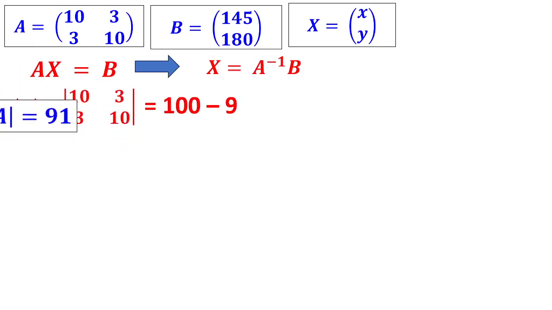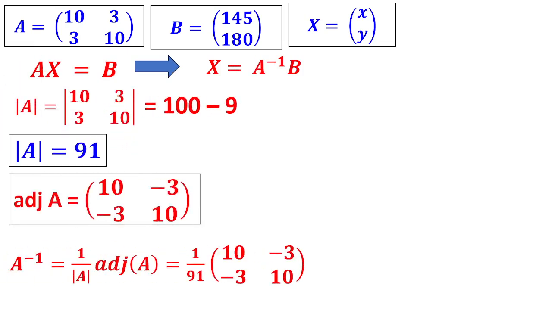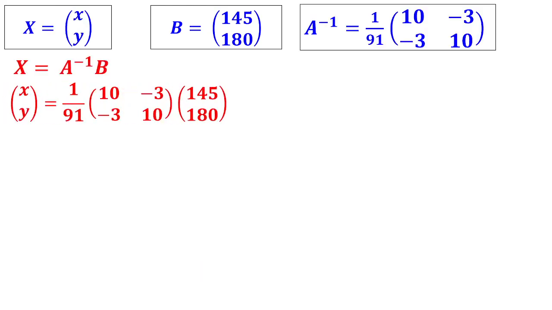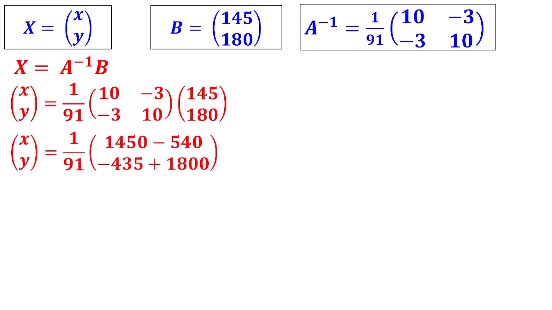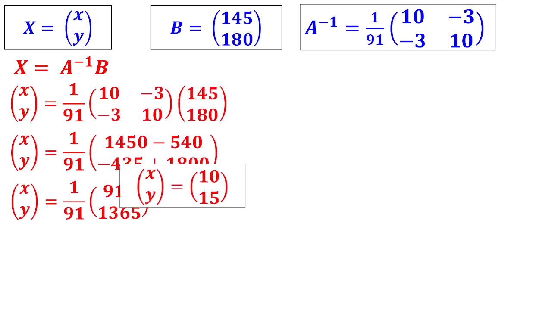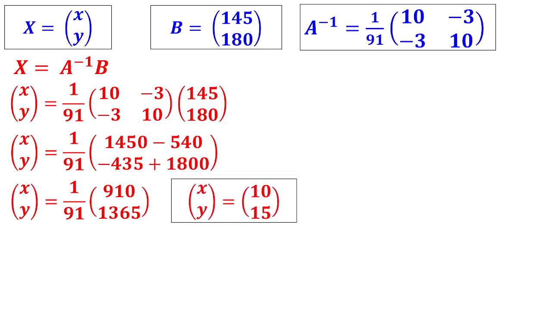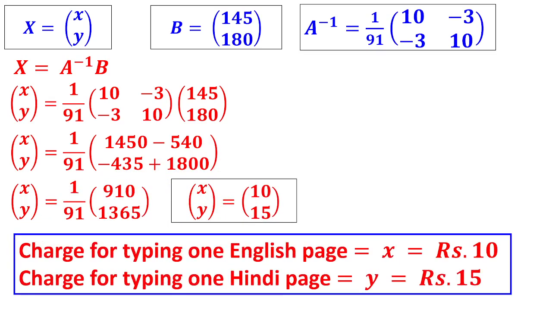Determinant A is 91, adjoint A is obtained, and A inverse is 1 by 91 into adjoint A, that is 10 minus 3 minus 3 10 into 145 180. By multiplying the matrices, you are getting 1 by 91 into 910 and 1365. Therefore, x, y is 10 and 15. So x is 10 and y is 15.